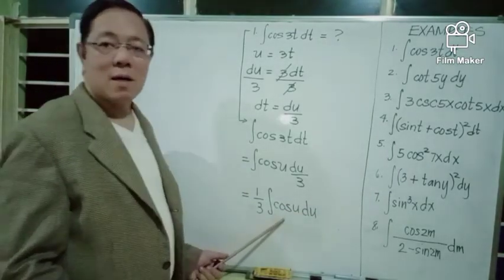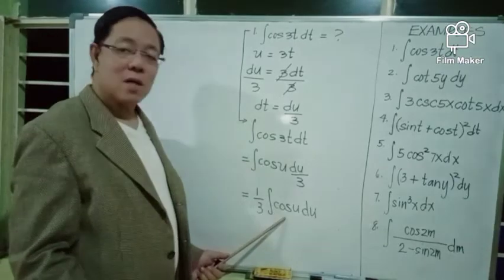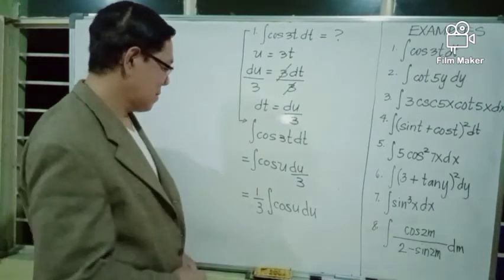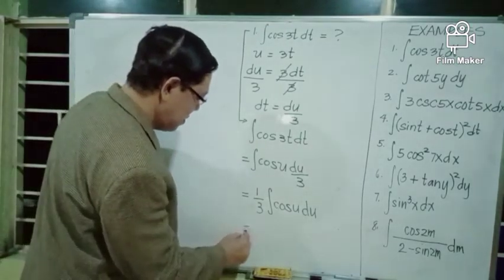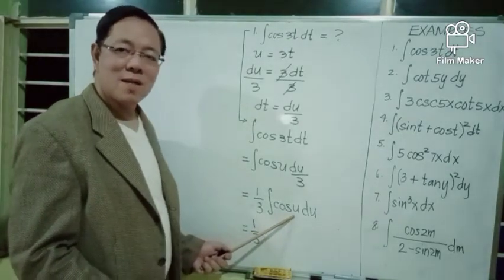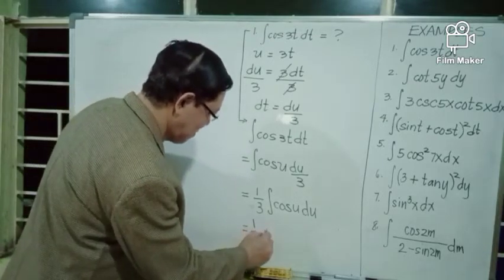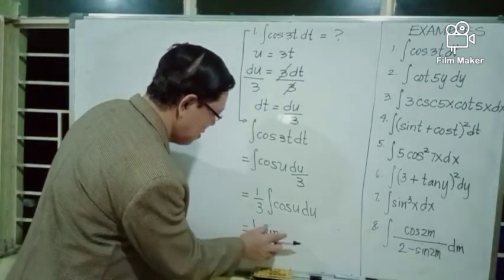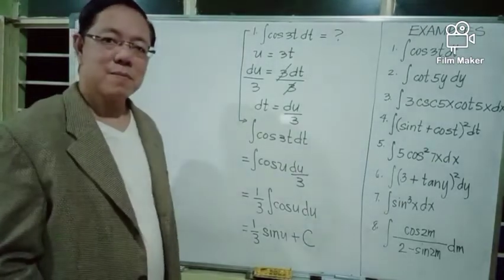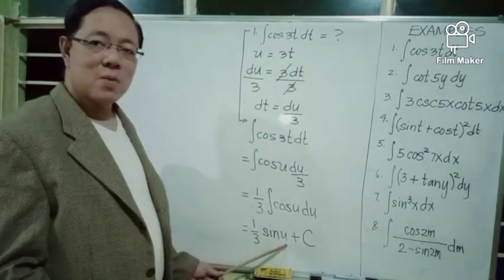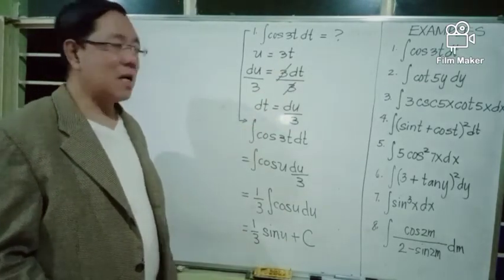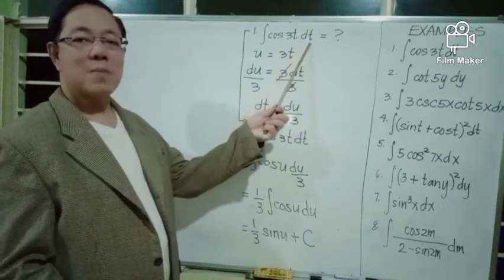Now you apply the integration rule for the integral of cosine function. The integral of cosine u is sine u. We have 1/3 times the integral of cosine u. Integral of cosine is sine: sine u plus a constant of integration. In the final answer, we replace u with 3t to write the final answer in terms of the original variable t.